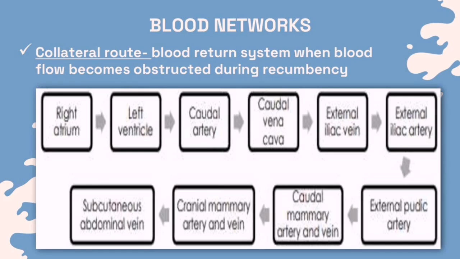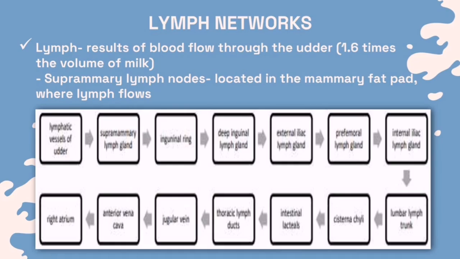For the blood networks of the anatomy of the mammary glands, you can refer to this figure below for the simplified route of the production, collection, and the transport of milk. Lymph networks are composed of lymph and the lymph nodes. The figure shown is the route of the production and transport of lymph into the mammary glands.